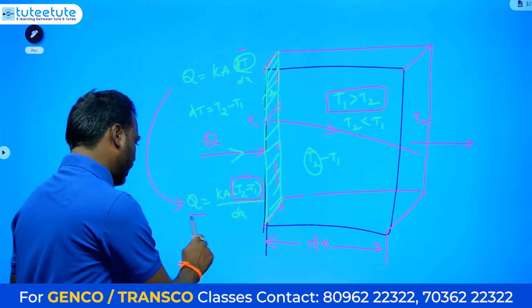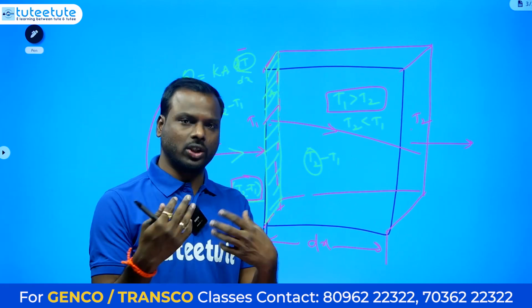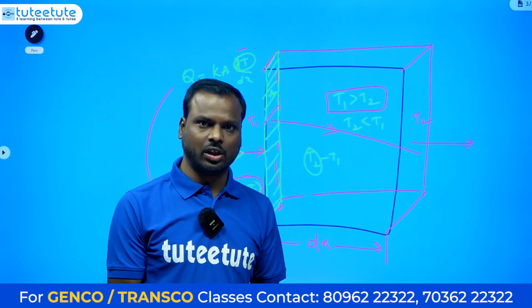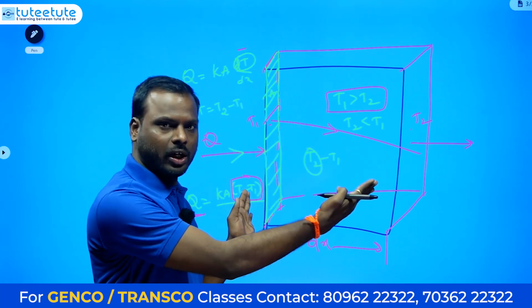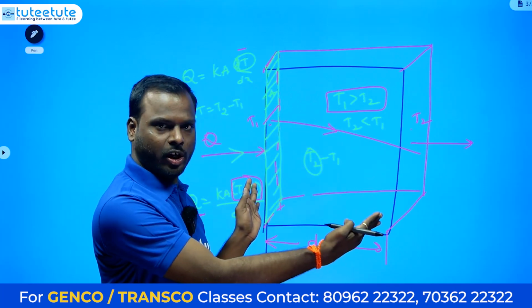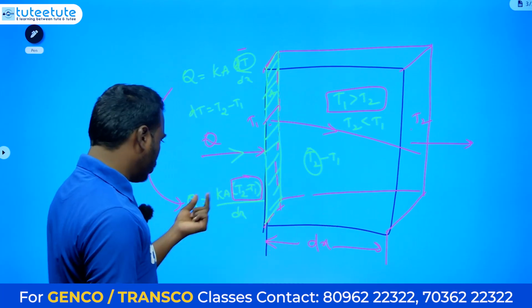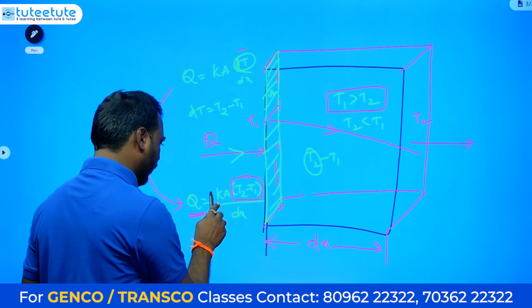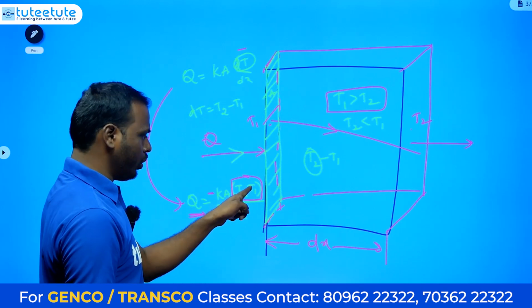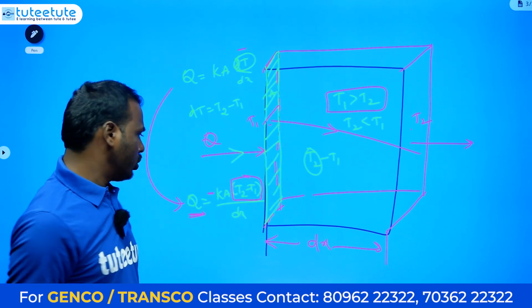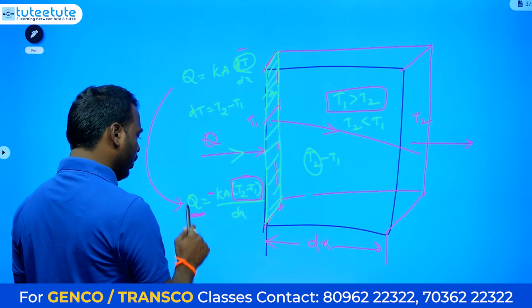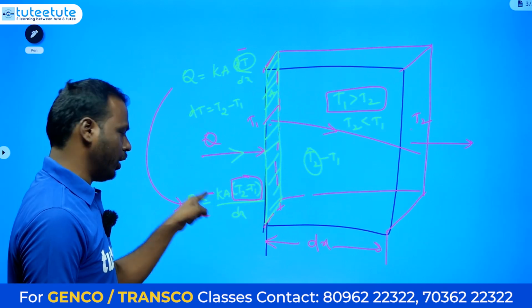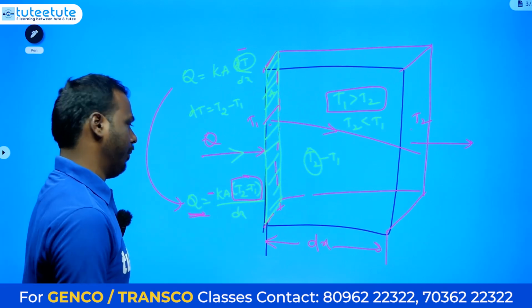But heat transfer means how much heat is transferred, and that value cannot be negative, because the heat is transferring from one end to the other end. So in order to keep this Q value positive, we are keeping one negative sign here. Negative into negative is going to be positive. So in order to get the positive value, we keep the negative sign in front of the K.